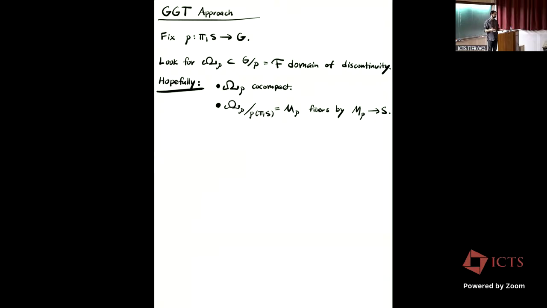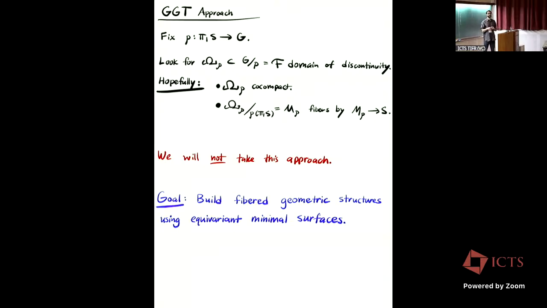Okay, but this is a conference on minimal surfaces, right? So why am I telling you about geometric group theory? I just want to emphasize that this is a standard approach, the way people build these things, and that's not what we're going to do, right? So the broad aim of the talk is to build these fibered geometric structures and to build them using the geometry of some equivariant minimal surfaces. Okay, so that's our broad aim.